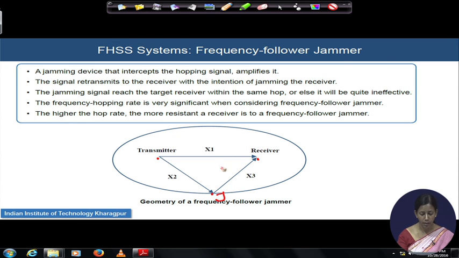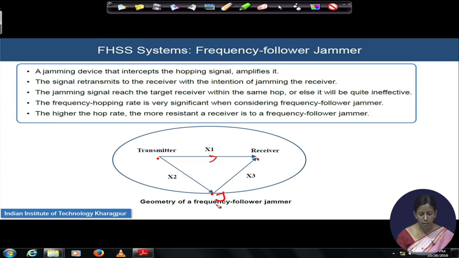Think of a situation where the jamming signal can reach the receiver exactly within the duration where the transmitter's signal is getting received through the path x1. Then you are in trouble, because the jamming power is much higher than the power that is transmitted from the transmitter and received by the receiver through this direct path. So, your intended signal will be completely buried by the jamming signal, and you will not be able to retrieve your own signal in the detection process.